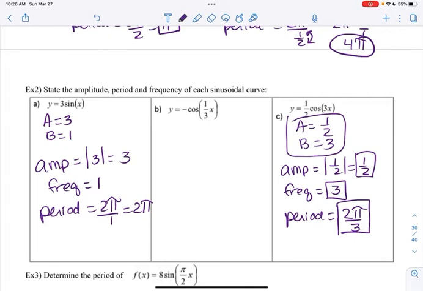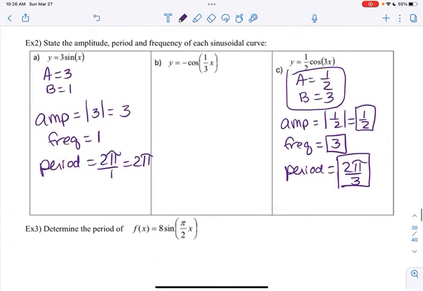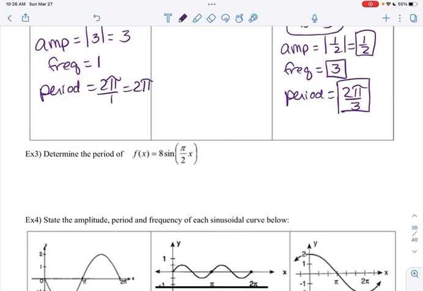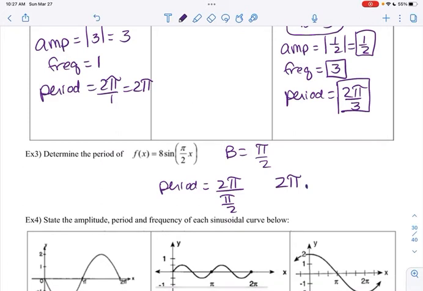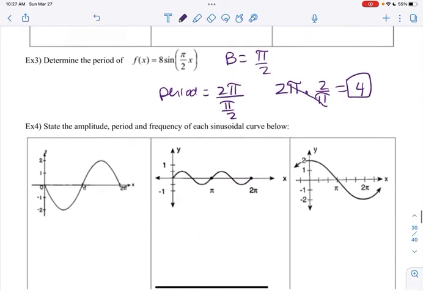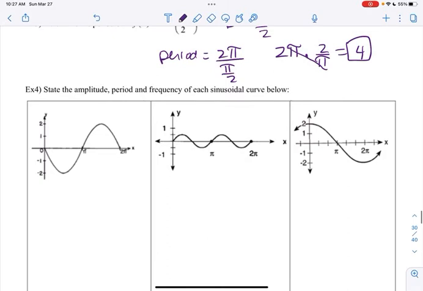The graphing is going to get a little bit trickier to do. Well, let's look at example 3. Determine the period. B is pi over 2. The period is 2 pi over b, so 2 pi over pi over 2. Remember, when I am dividing, I change to multiplication and I flip that second fraction. All right, so my period is actually 4. I have 1 complete cycle between 0 and 4.